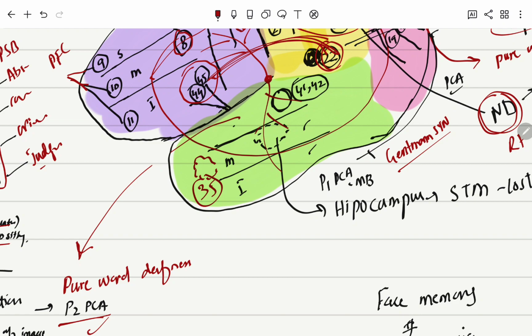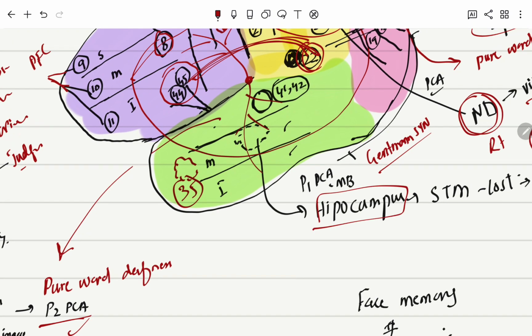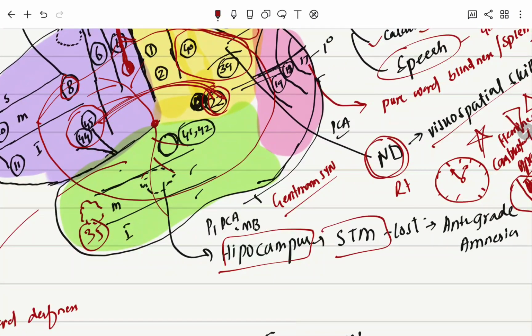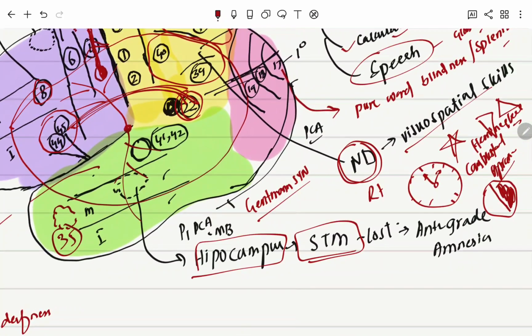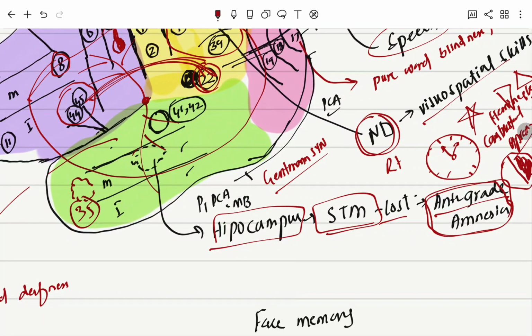We know that on the medial aspect there is the hippocampal area, which is responsible for short-term memory. When short-term memory is lost, there will be anterograde amnesia in these patients. The patient won't remember what he has eaten or what he has done. That is called anterograde memory loss. The hippocampus is responsible for short-term memory, and the neocortex is responsible for long-term memory.